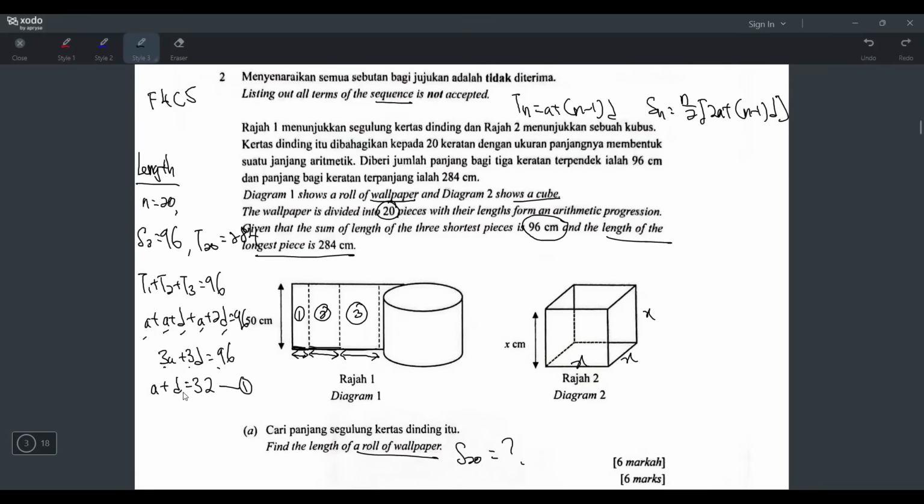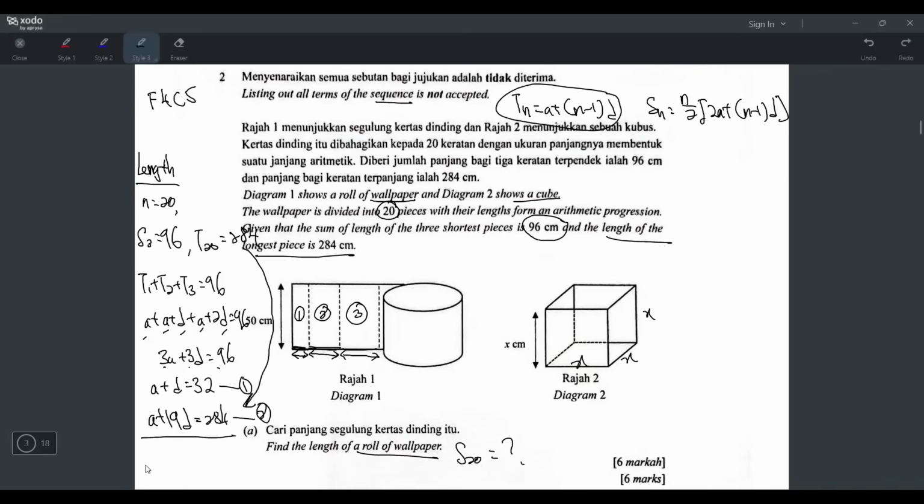I will just stop here. Now I will do for T20 pula. Right? I will do for T20. Okay, so they say T20 is 284. So now we can use the Tn formula again. So this one is A plus (20 minus 1)d, which is A plus 19d. And they say it equals 284. And there you have it. That's your second equation.